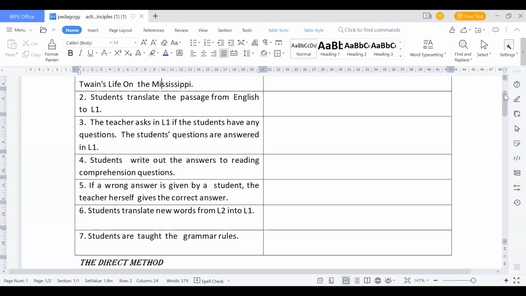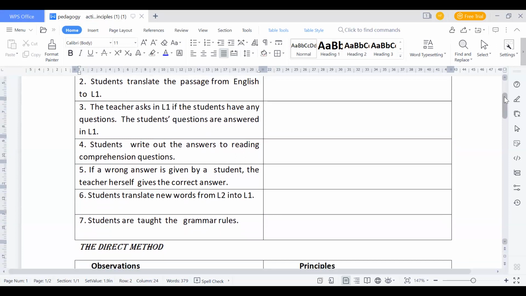Very good. Another student, number 4, quickly we will go. Students write out the answers to reading comprehension questions. Madam, comprehension is one of the techniques in GTM. Definitely, yes. Reading and writing are focused. Comprehension questions are a technique, right? Very good. Now, who is reading number 5?